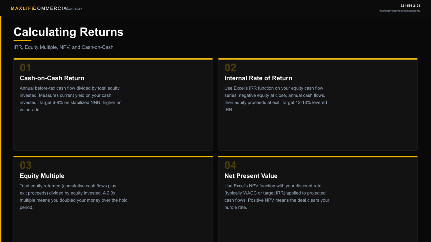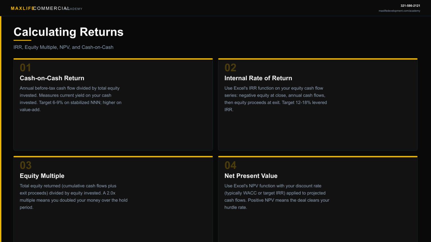The internal rate of return is the most important metric for comparing deals with different hold periods and different cash flow profiles. In Excel, set up a column with your initial equity investment as a negative number because it is money going out, followed by each year's before tax cash flow. And then in the final year, add the net sale proceeds to that year's cash flow. Apply the IRR function to that entire column.